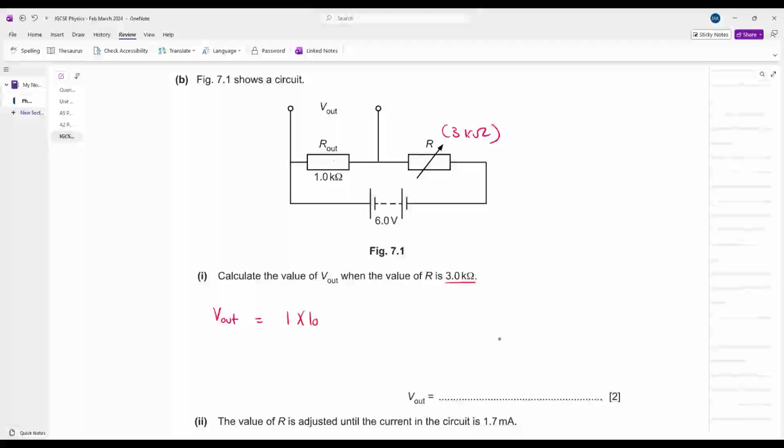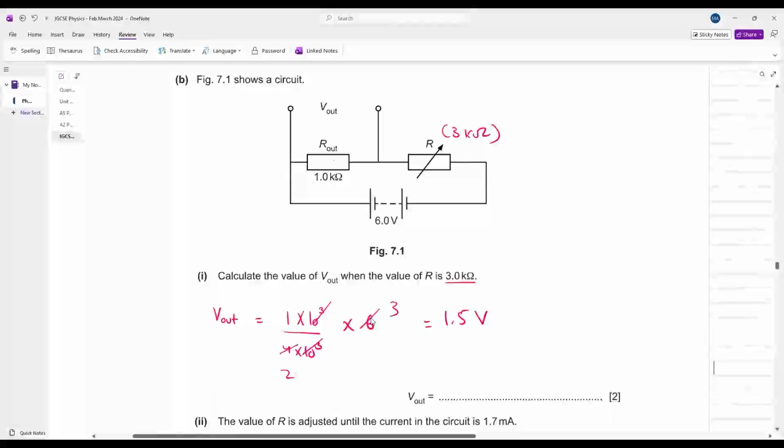1 kilo ohm, that is 10 raised to the power of 3, divided by the total resistance, that is 1 plus 3 kilo ohm, that is 4 kilo ohm, multiplied by the total voltage, that is 6. Cancel, cancel. This becomes 3, this becomes 2. Your answer will be 1.5 volts. Simple as that. 1.5 volts is your voltage output.